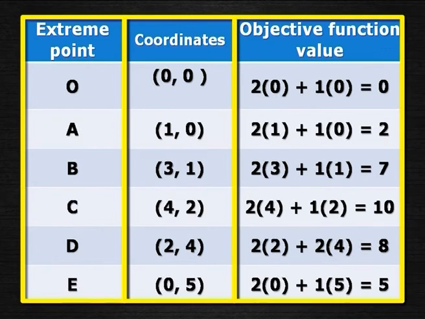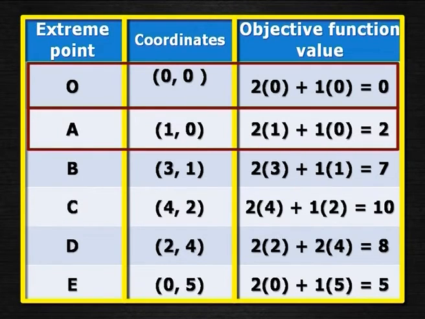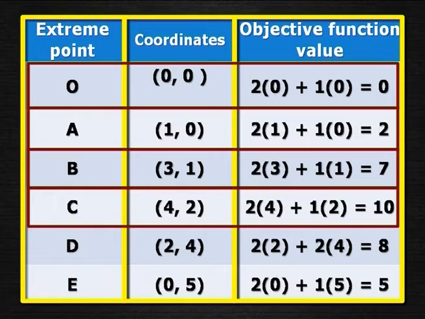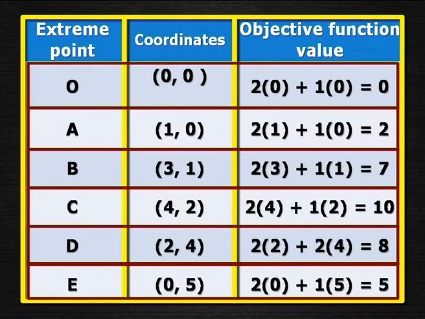The third column shows the objective function value. For the first coordinate O (0, 0), the objective function is equal to 0. For the second coordinate A (1, 0), the objective function value is 2. For B (3, 1), the value is 7. For C (4, 2), the value is 10. For D (2, 4), the value is 8, and for the last coordinate E (0, 5), the objective function value is 5.